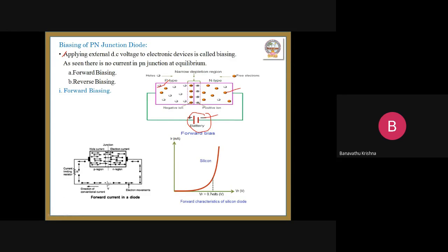Based on applying external DC voltage, the PN junction acts in two biasing conditions. One is forward bias condition, and the other is reverse bias condition. For forward bias condition, this is the battery. The positive terminal is applied to the positive side area, the negative terminal applied to the negative side area. Then what happens? By applying this potential, for the negatively charged area we are giving the negative terminal, so the majority charged particles are repelled from each other.